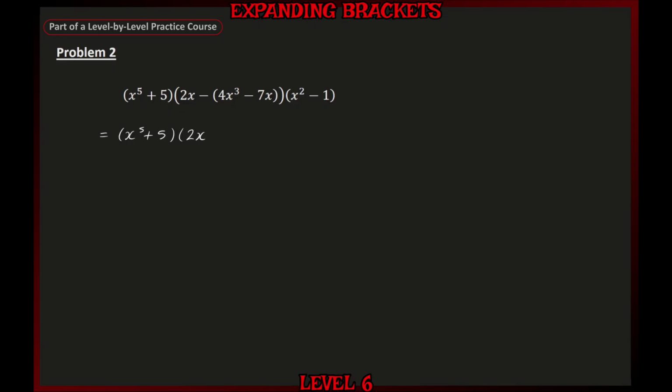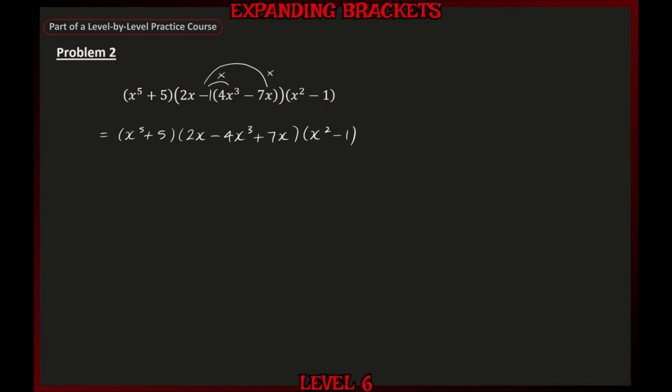and the minus in front of that bracket is actually a minus 1. So we can multiply everything in the bracket by minus 1. So we have minus 1 times 4x cubed, which is minus 4x cubed, and minus 1 multiplied by minus 7x gives us plus 7x. And close that bracket, and then we have x squared minus 1 at the end.